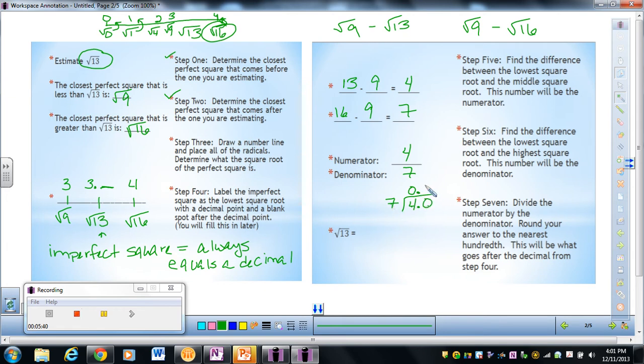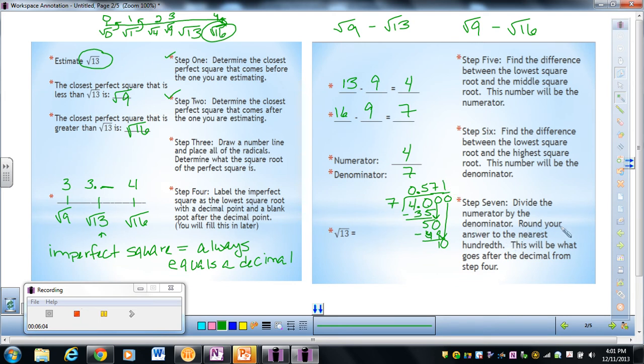7 goes into 45 6 times, and that's 42... I have 5 left over. Going to add a 0 there. 7 goes into 50 7 times, so minus 49 gives me a 1, and I'm going to go one more step here and add that 0, and 7 goes into 10 one time.